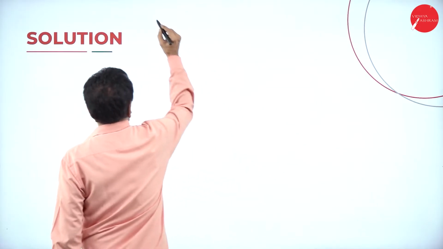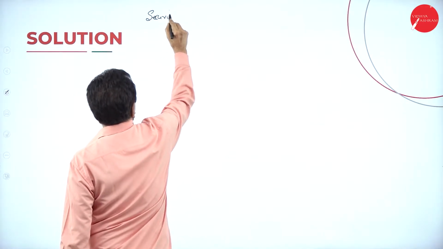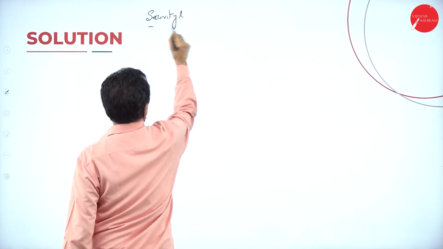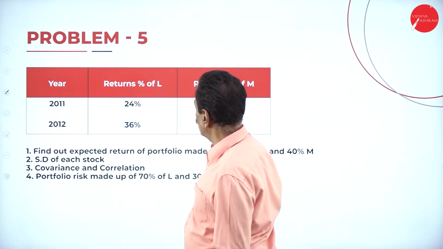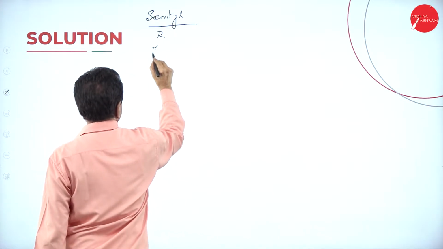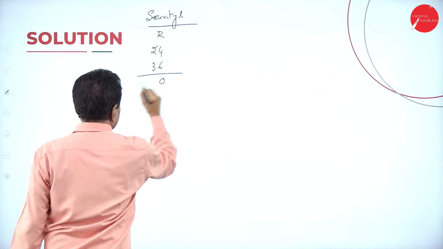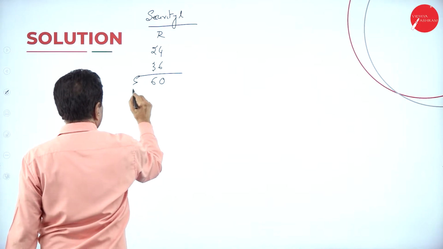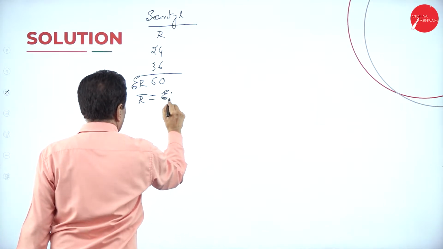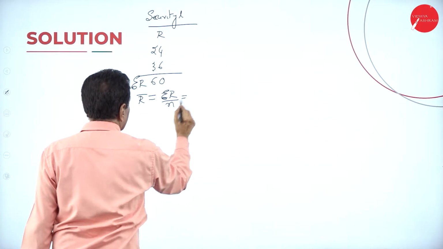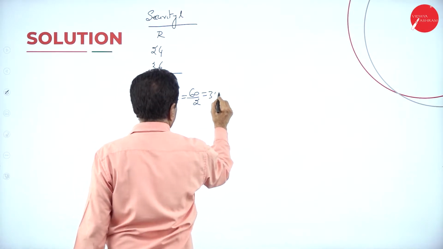So security L, returns 24, 36. Add the figures. It is 60, sigma R. R mean is equal to sigma R divided by N. 60 divided by 2 is 30.